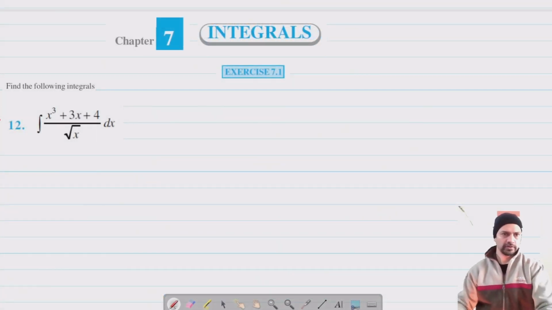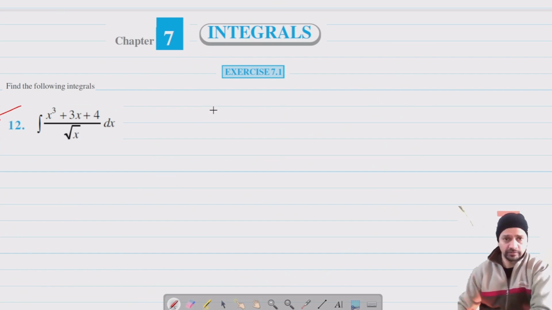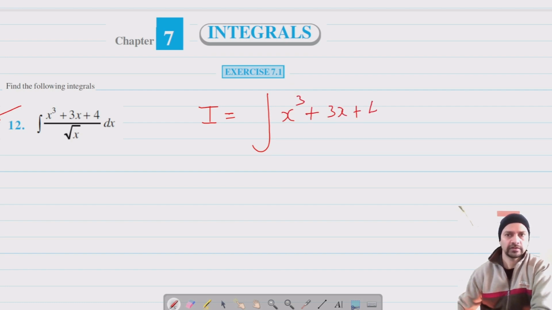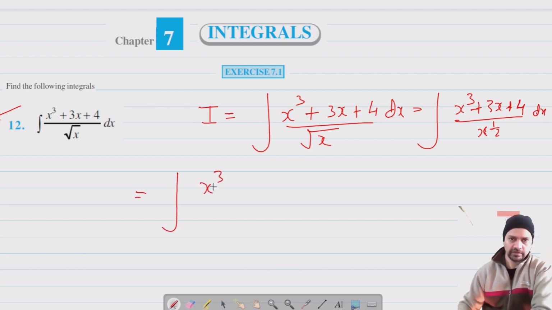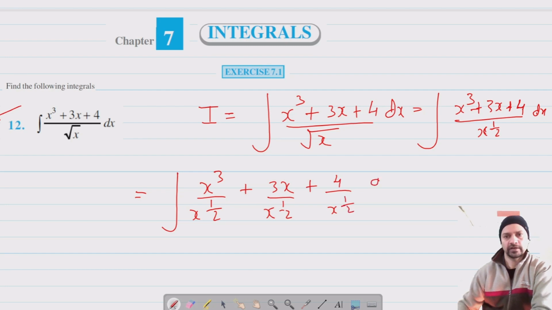Moving on to question number 12. We have to find the integral of x cubed plus 3x plus 4 upon root x into dx. And this root x can be written as x raised power half. And let's try to simplify it first. It's x cubed upon x raised power half plus 3x upon x raised power half plus 4 upon x raised power half into dx.